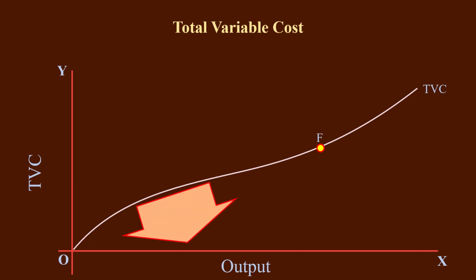The total variable cost curve is concave downwards up to the point F. In this segment of the curve, law of increasing returns to a factor operates. Beyond F, total variable cost curve is concave upwards. In this segment of the curve, law of decreasing returns to a factor operates. At point F, law of constant returns to a factor operates. In short, the law of variable proportion is the main reason for the total variable cost curve to take inverted S shape.